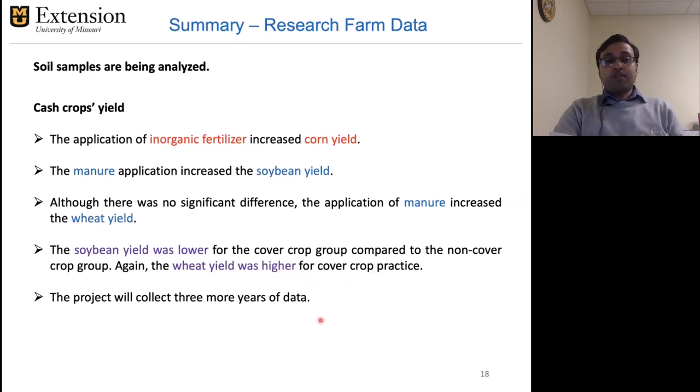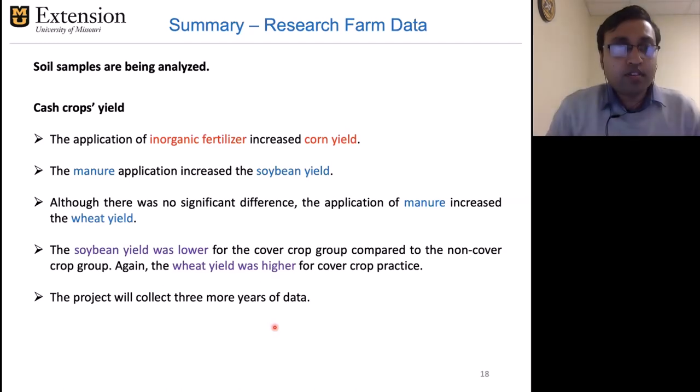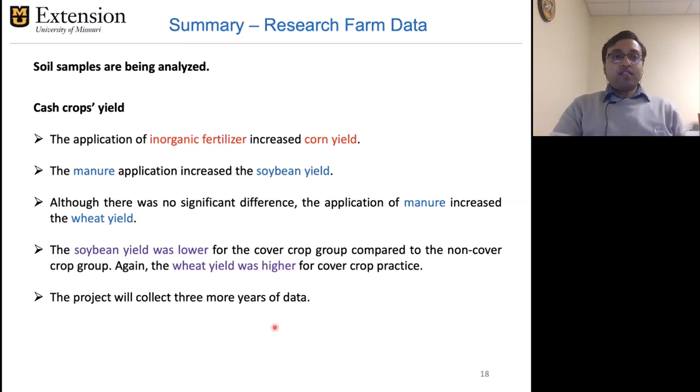And this project at our university farm will be continued for the next 3 more years. So we will have good soil samples and we're doing all the analysis. Even for our cash crop yields, the effects of fertilizer, crop rotation and cover crop could be found in good experimental setup data after 3 years. So here, this is 1 year of data that I presented from our university plot.